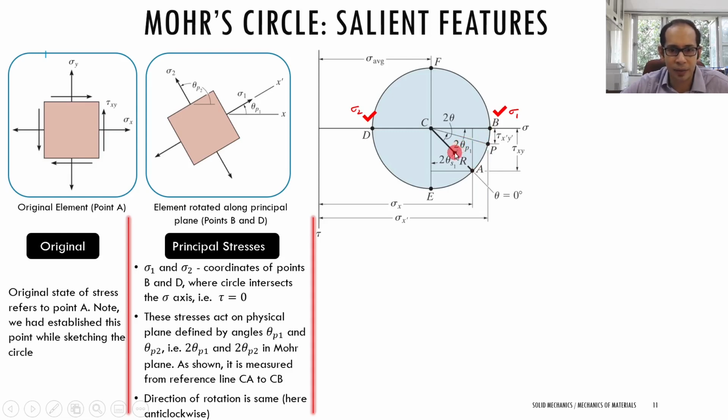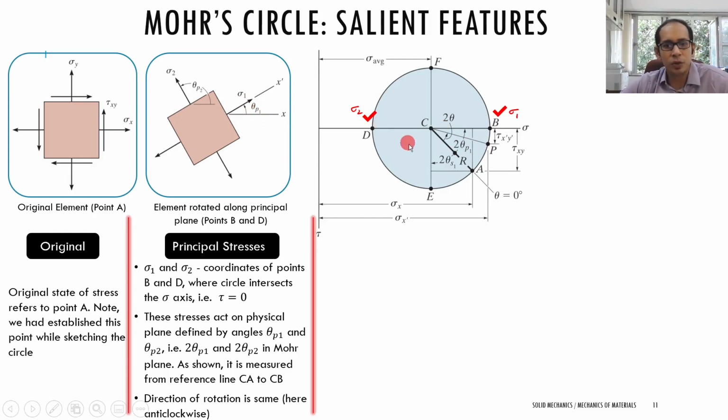So this angle I am going to go from point A to point B, and this is called 2 theta p1 because the rotation theta in the original plane corresponds to 2 theta. So if this is 2 theta p1, the rotation in the original plane is just the theta p1 that you have over here.